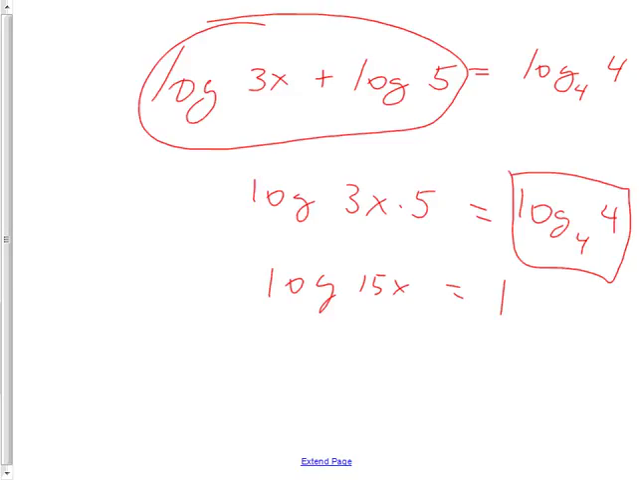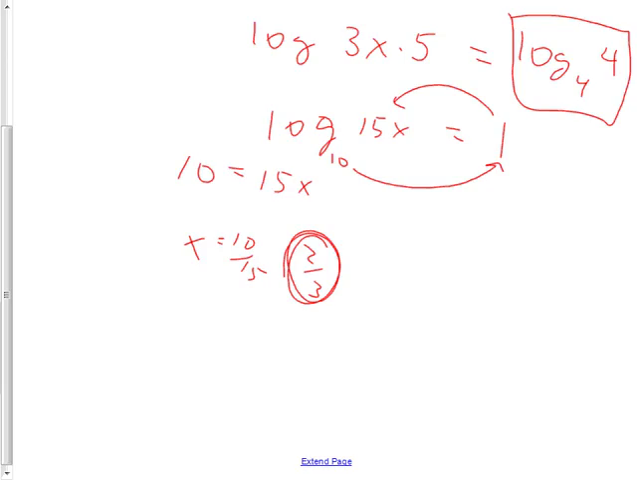Oh, wait, it doesn't have a base. But wait, it really does. 10. Because if it doesn't have a base, we know it's a common log, and that means it's base 10. 10 to the 1 is equal to 15x. That means 10 equals 15x, divide by 15, and you got 10/15ths. So x equals 10/15ths. Why would I get it marked wrong, sadly? Didn't reduce. 2/3.